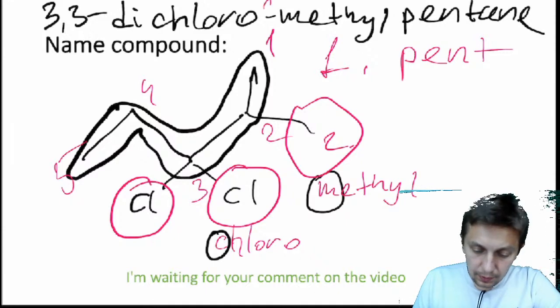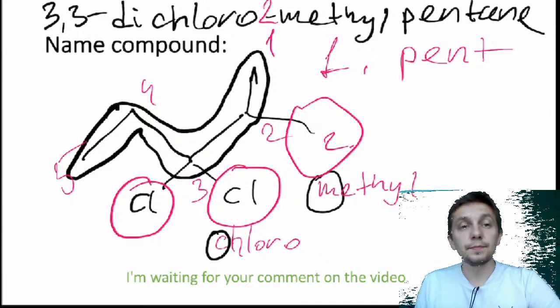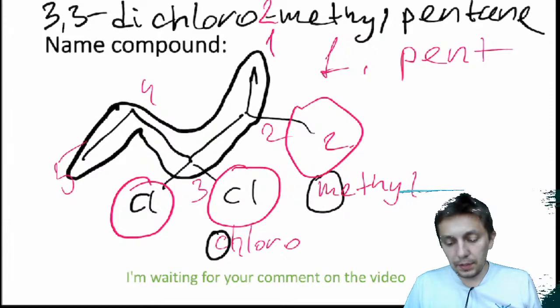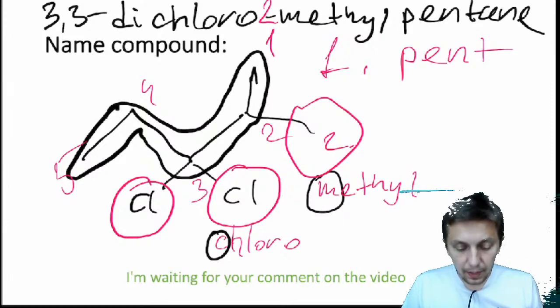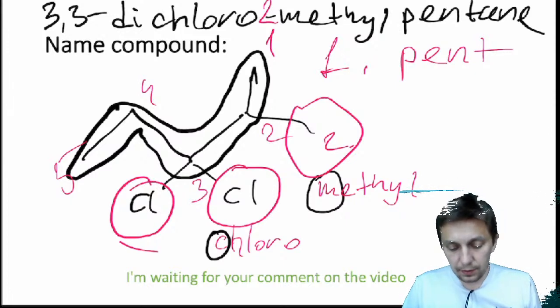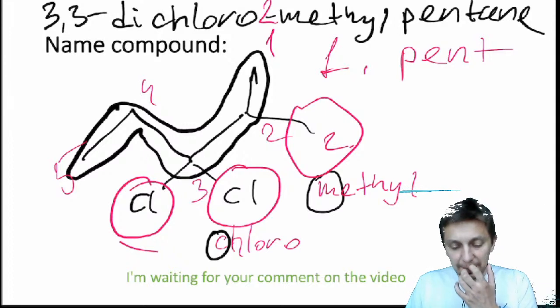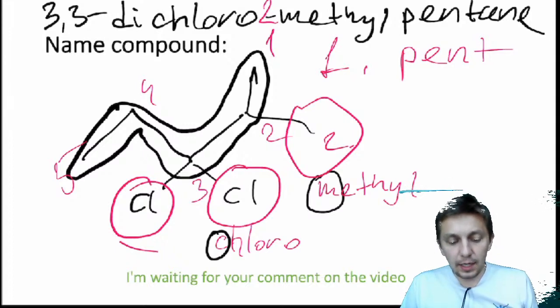3,3-dichloro-2-methylpentane. Pentane because there are 5 carbon atoms in the longest chain. 3,3 because we have 2 chlorine atoms. Methyl because we have CH3 groups.